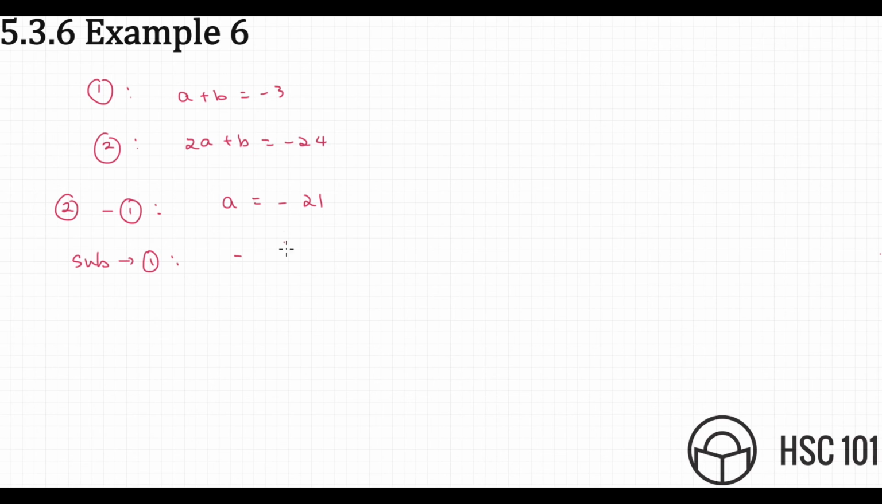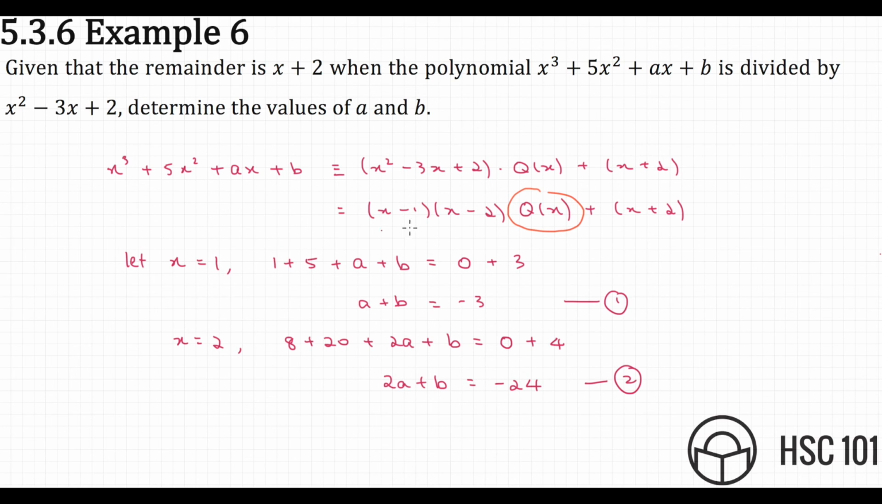So I'll sub it back into 1. So I get negative 21 plus b is equal to negative 3. So b is negative 3 plus 21, which is 18, right? So that's essentially how we can find the values of a and b, right? By considering this particular identity.